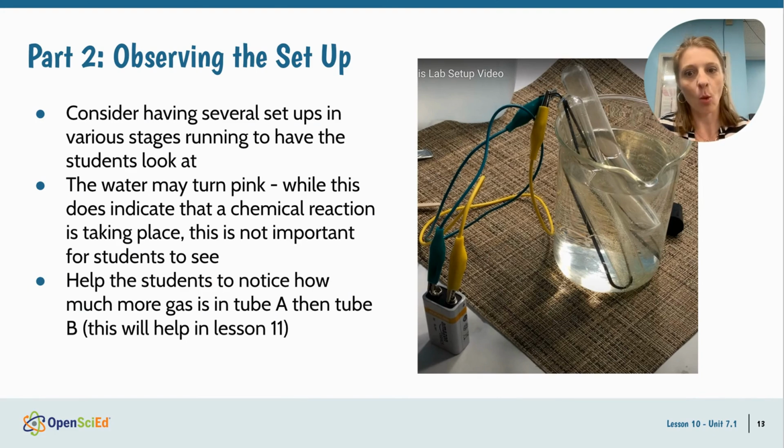Now, one thing is that the water may turn pink, and while this does indicate that a chemical reaction is taking place, it's really not important for the students to notice or to see at this point in time.